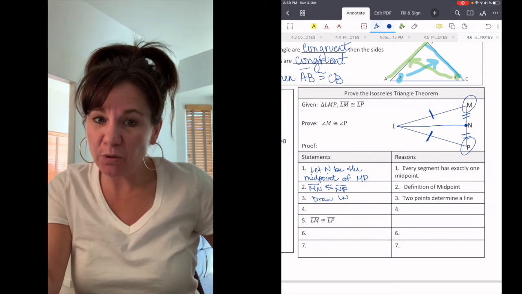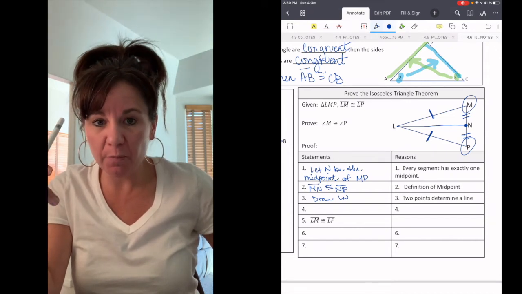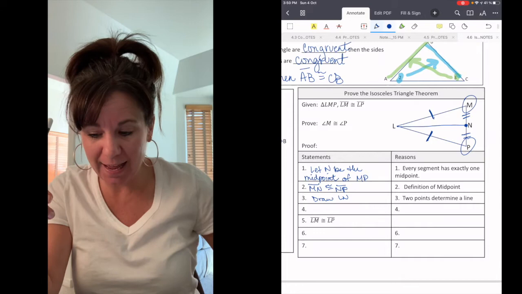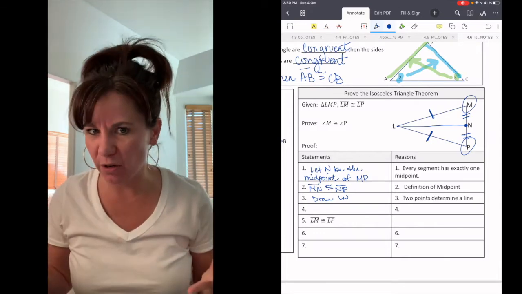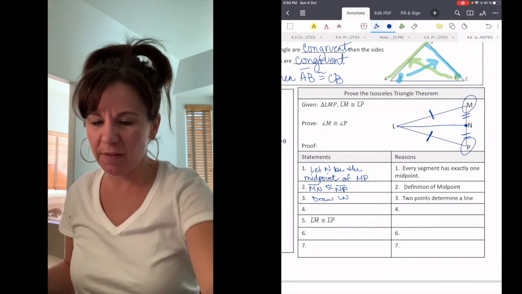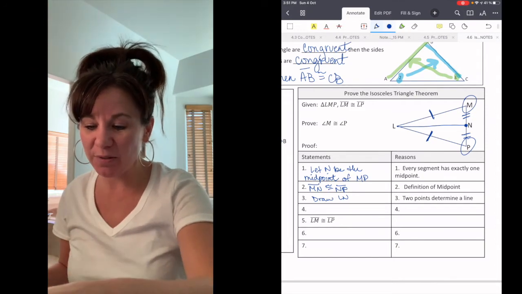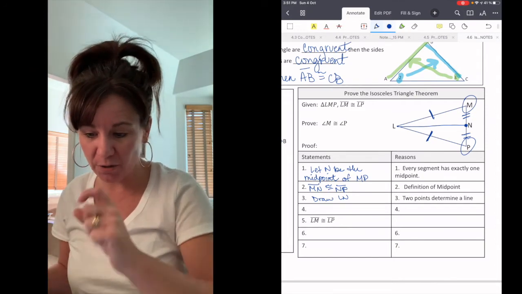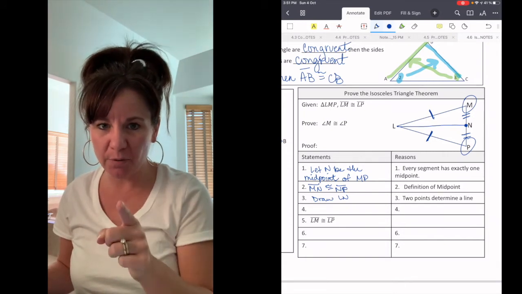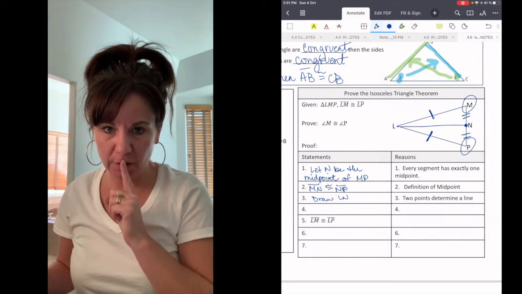And if we have two triangles and we can prove that those triangles are congruent, then we know that all their parts are congruent. So if we can prove that the top triangle and the bottom triangle are congruent, then we'll know that those angles M and P are also congruent. So how are we going to prove that those triangles are congruent?